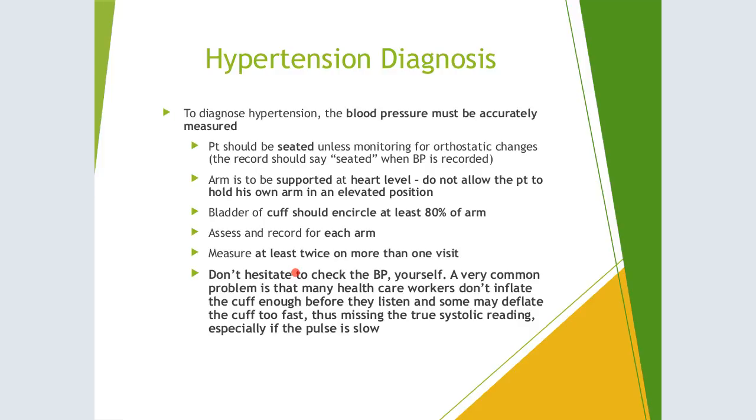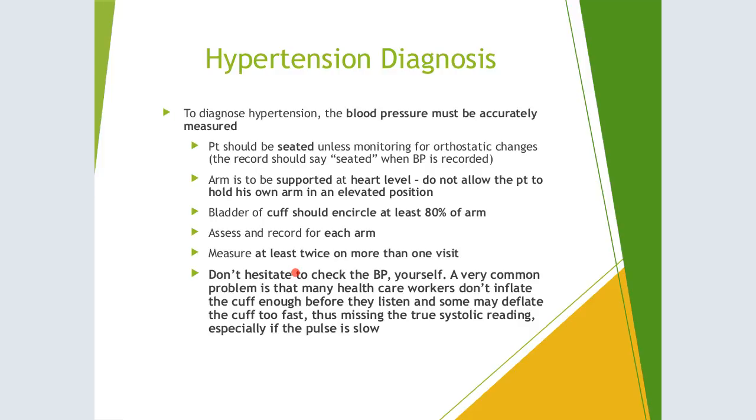The arm is to be supported at heart level. I don't like automated blood pressure cuffs unless I'm pushed into a corner. I'm old fashioned. I really prefer a manual cuff, and I do check it myself. My nurse checks it, but I go back and check it myself, sitting and standing, to make sure of what she's gotten if there's some kind of question. So support the arm at heart level. Let it rest on the side, let it rest on the armrest, whatever. Don't allow the patient to hold it in an elevated position. They want to hold it way up there. No, please put it back down.